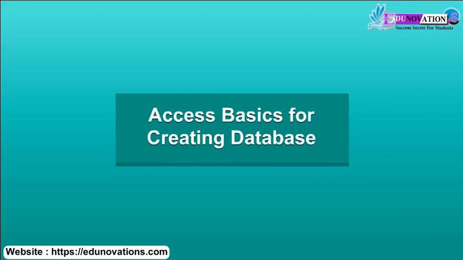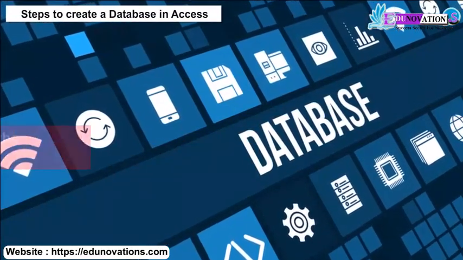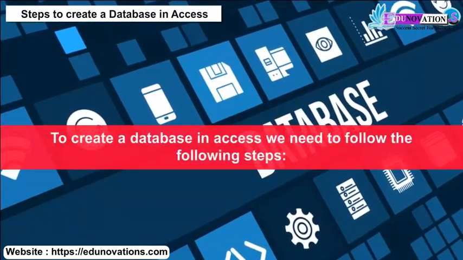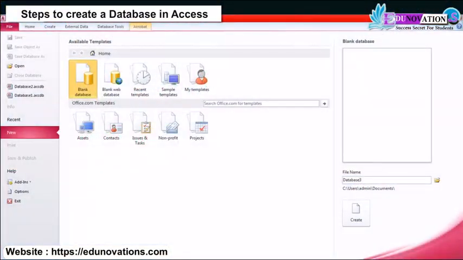Access basics for creating a database. Steps to create a database in Access. To create a database in Access, we need to follow these steps. Open the Microsoft Access program, click on blank database, and choose the location and name of the file. Click on the Create button or click on the New button in the File menu.